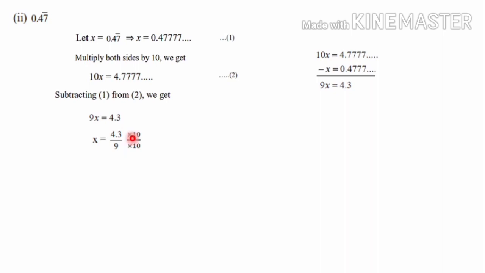Here we multiply 10 on the numerator and denominator, so that we can remove this decimal form. So 4.3 into 10 we will get as 43, divided by 9 into 10 we will get as 90. So 43 divided by 90 is in p by q form. Therefore we can write 0.47 bar is equal to 43 divided by 90.